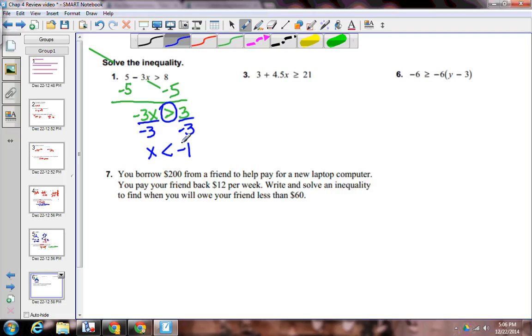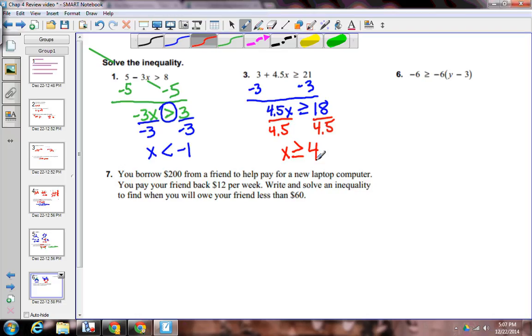Okay, the next problem, same kind of situation, where we have to subtract 3. That's the subtraction we have to do to each side to start getting x by itself. Now on the left we have 4.5x is greater than or equal to 18. So we're going to now divide each side by 4.5. No flipping going on because we're dividing by a positive number. So x is going to be greater than or equal to 4.